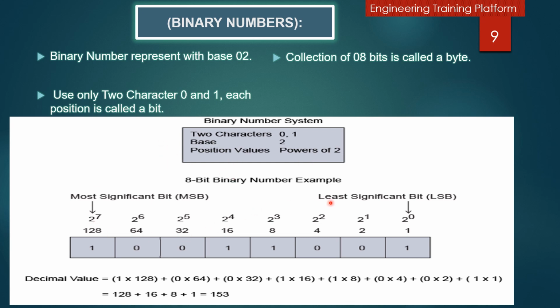The example is given in the picture. You see the table for the binary number which I explained, with the two characters 0 and 1. 0 is logic 0 and 1 is logic 1. Logic 0 means off condition and logic 1 means on condition. Here we are using the base of 2 and the position values as powers of 2. Here I give the example for the binary numbers.